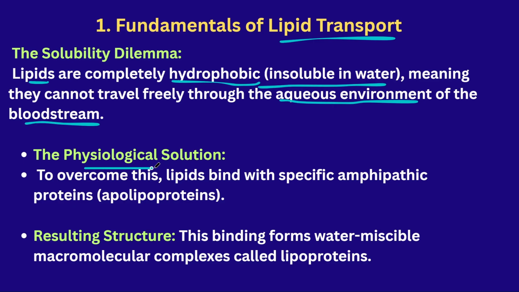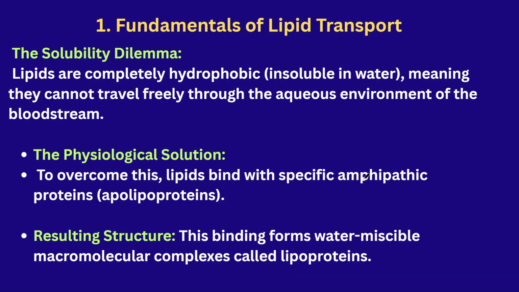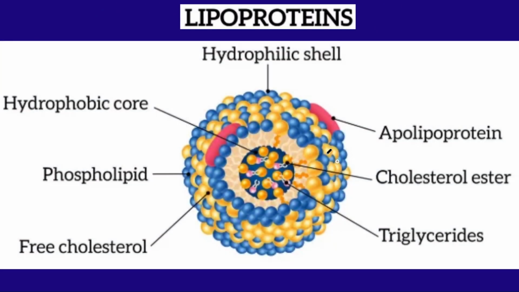We have a physiological solution for this problem. That means lipids are binding to the apolipoproteins. After the binding of the apolipoproteins, they will form the compound called lipoproteins. Lipids are bound with the proteins. Lipids plus proteins will form the lipoproteins. These apolipoproteins help to bind with the lipids, finally leading to the formation of the lipoproteins.